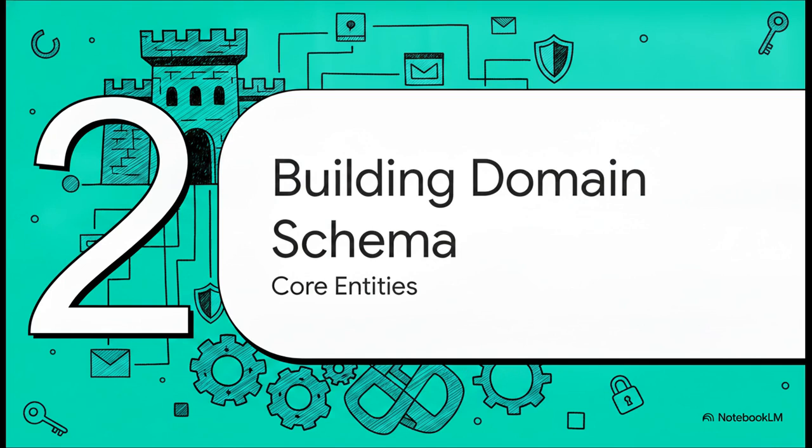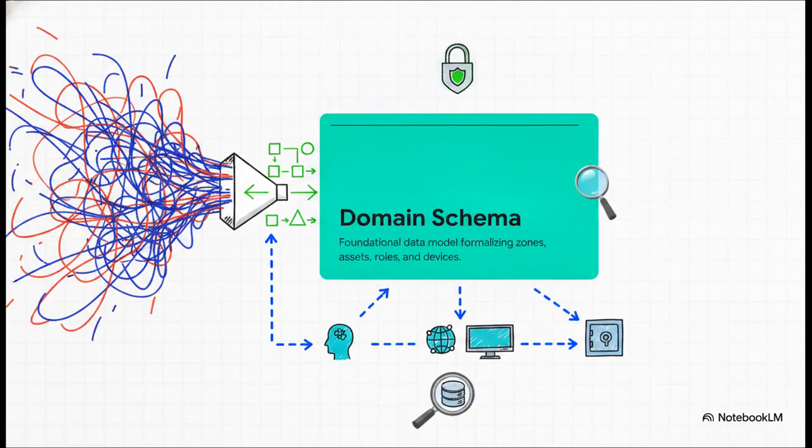Okay, moving on to section 2. Let's build the domain schema. We have to bring order to the chaos of network traffic by establishing a rock-solid foundational data model. By using Python data classes, we're formalizing exactly what a zone, an asset, or a role actually is in the code. We're explicitly defining the structures for network requests, security decisions, user principals, and devices.